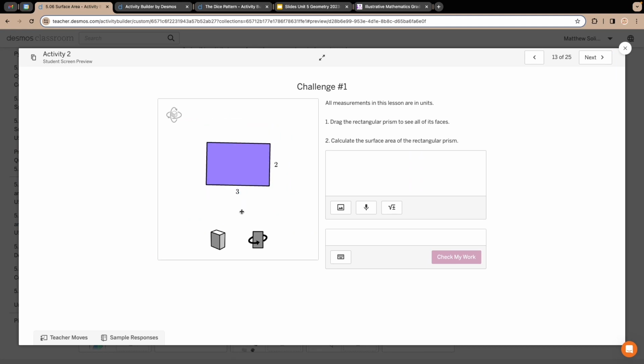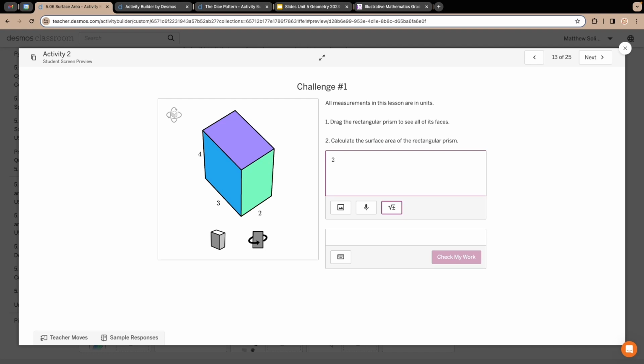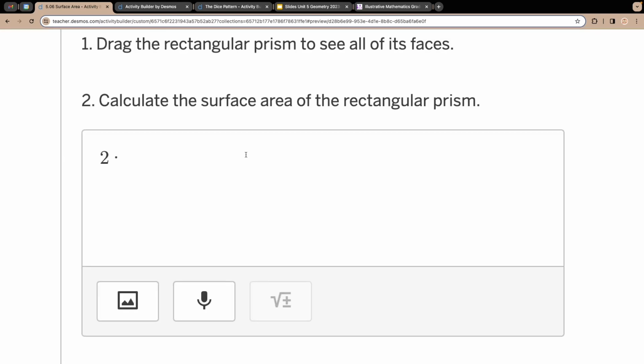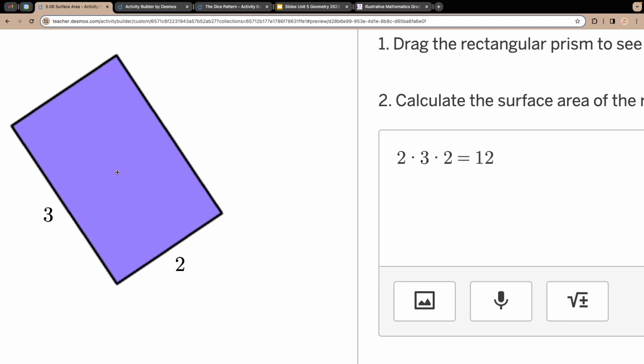I got those purple faces, the top and the bottom. So there are 2 of the purple. So I'm going to do 2 times. And the purple face is 3 by 2 or 6. So 2 times 3 times 2. So those purple faces, there's 6 for this one, but the bottom is also 6. So it's a total of 12 for the surface area of the purple.